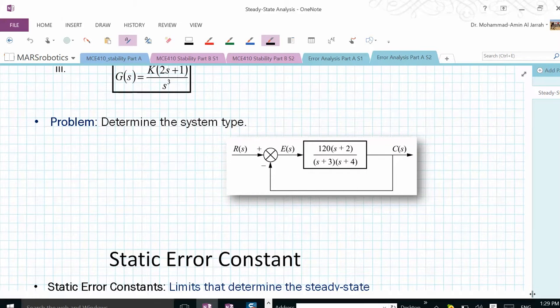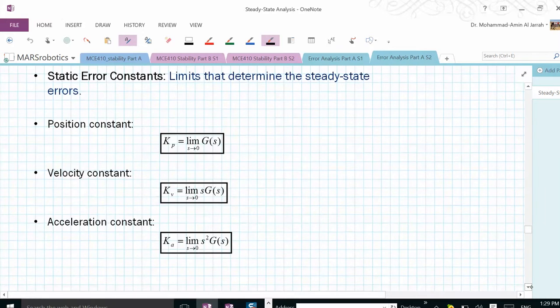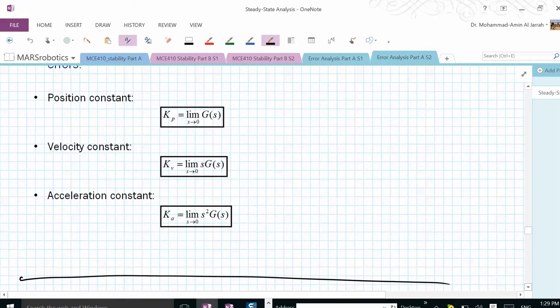What is the system type here? Zero. It is zero, right? So we look at the open-loop transfer function, G of s equals 120, etc. This is type zero, and this is the example that we discussed. We already defined these in the process.